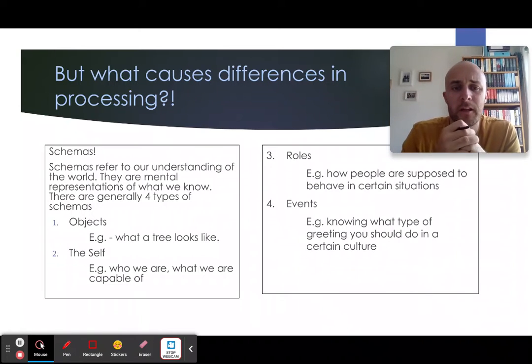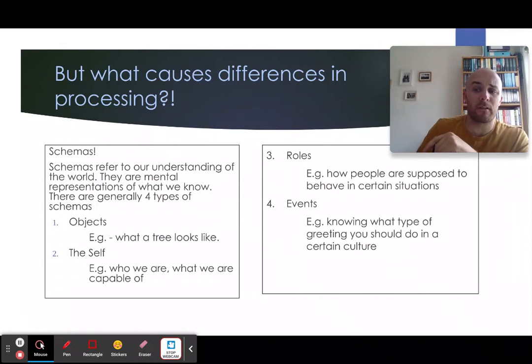Now, I just want to make quite an important note here. This isn't in your workbook because you're very unlikely actually going to get asked questions on this. However, you definitely can use this in other parts of the spec. So, for example, depression, you can use this for, and to be honest, it really helps your understanding of schemas. So there's four types of schemas.